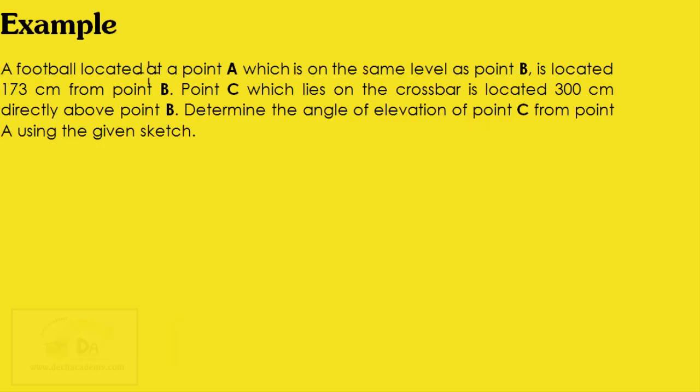It says a football located at a point A, obviously on the ground, which is on the same level as point B, is located 173 centimeters from point B. So a football is located 173 centimeters from point B and is also on the same level as point B. Point C, another point, which lies on the crossbar, so the goalpost, the crossbar, is located 300 centimeters directly above point B. Determine the angle of elevation of point C from point A using the given sketch.